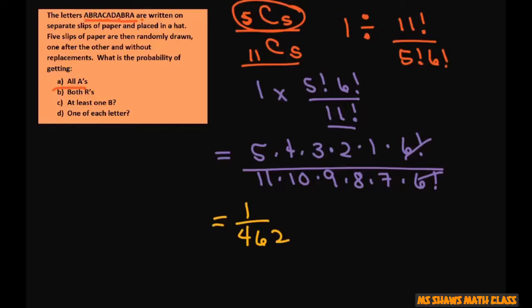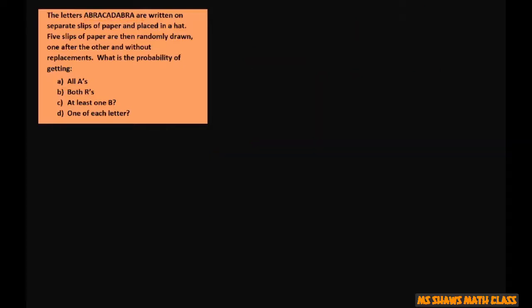All right, B, both R's. So we have apparently 2 R's. So again, your total is you're choosing 5 out of 11. 5 slips of paper, all right? And you want both R's. So for 2 that you choose, you have to get the 2 R's. And since you're choosing 3, you have 3 more that you have to choose out of the 9 letters.